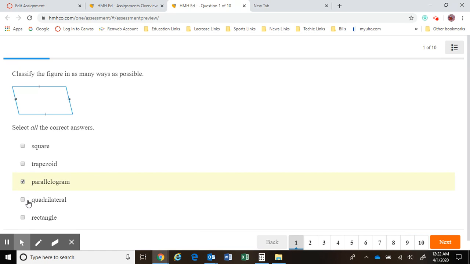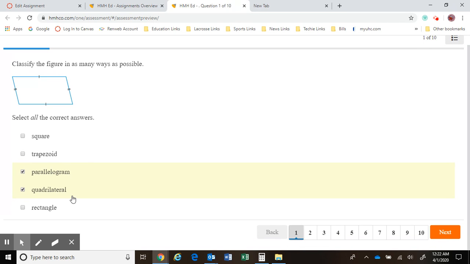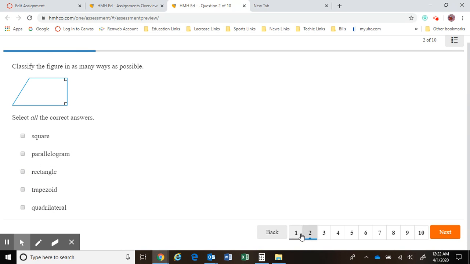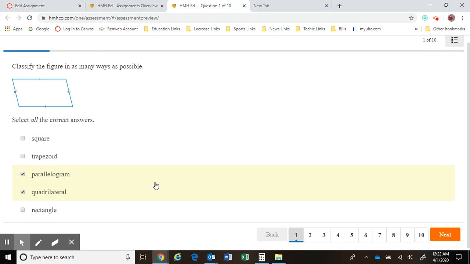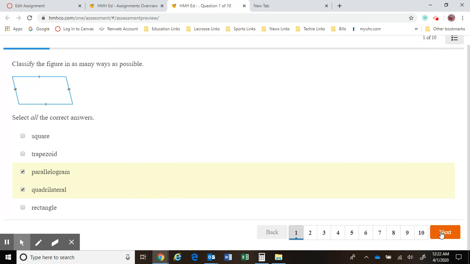Quadrilateral is a four-sided figure. A rectangle has two sets of parallel lines that meet at right angles. There's no right angles here. There's your answer: parallelogram and quadrilateral. Quadrilateral first, parallelogram more specifically. Okay, whoops, I'm sorry, I didn't check that. Okay, but that's correct. All right, here we go.